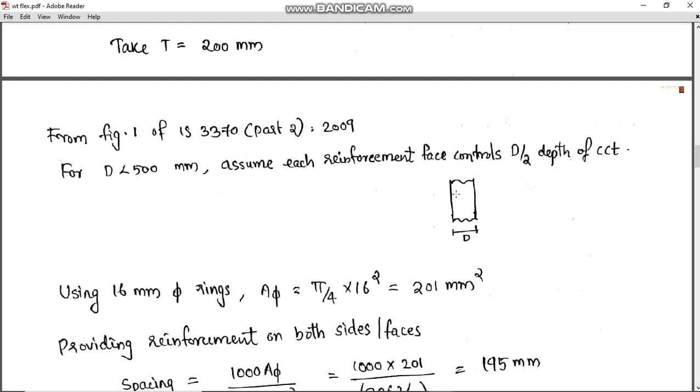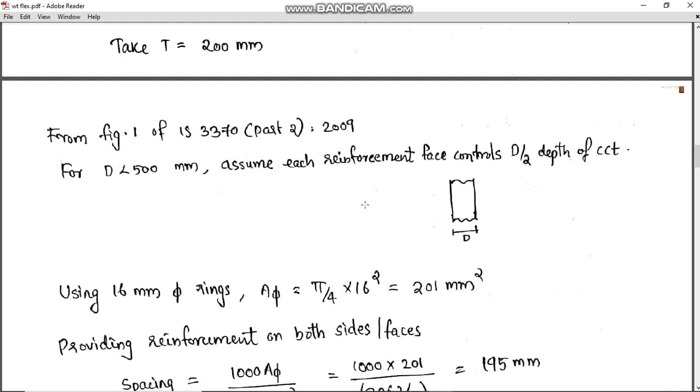That means if we are providing reinforcement at both the faces, this is the outer face and this is the inner face. If this is a wall section, then the outer face reinforcement controls D by 2 of this wall, and inner face reinforcement controls D by 2 of the wall. So this is separated as two sections as per the code. So we have to provide reinforcement at both the faces since this condition is given in the code. You please refer to figure 1 of IS 3370.